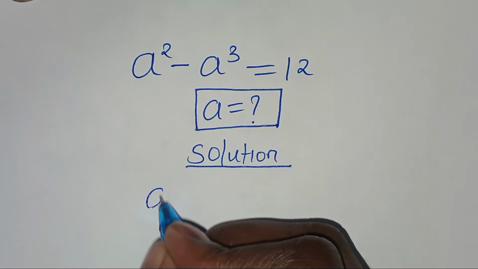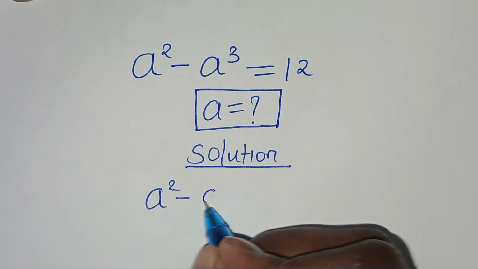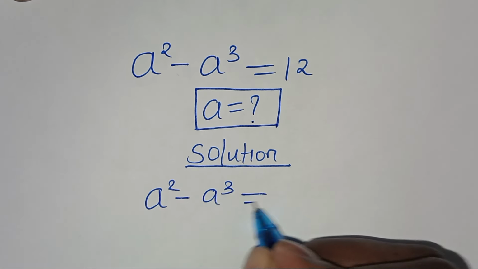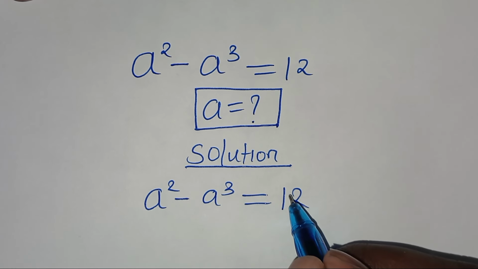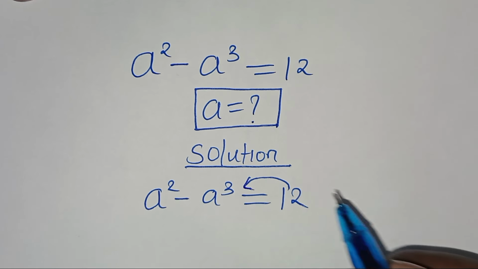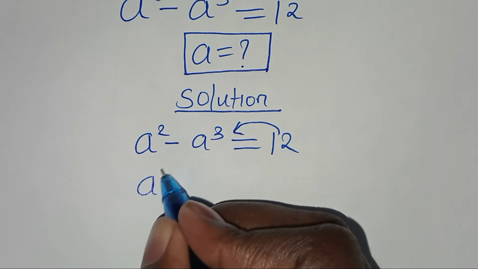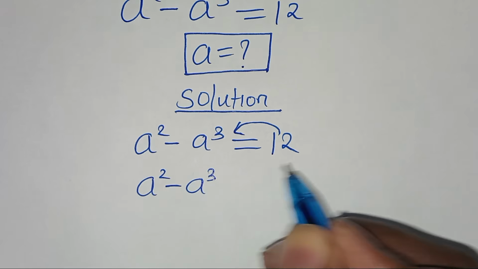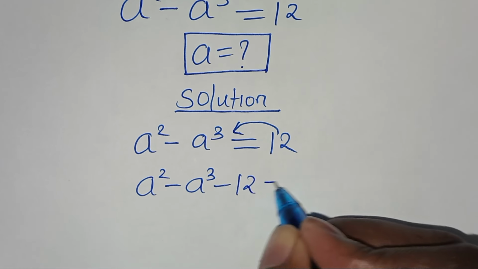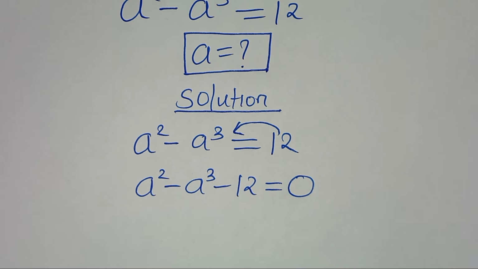We have a to power 2, subtract a to power 3, which is equal to 12. The first thing to do here is to take 12 to the left hand side, so that now this is a to power 2 minus a to power 3, subtract 12, equal to 0.